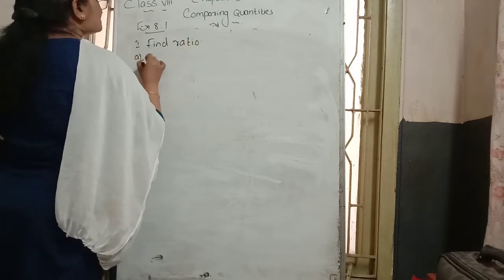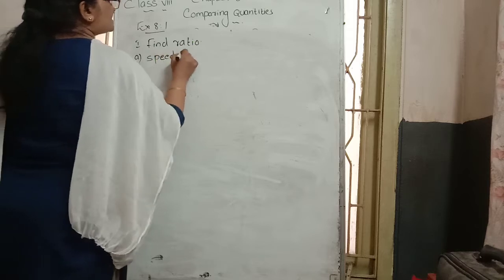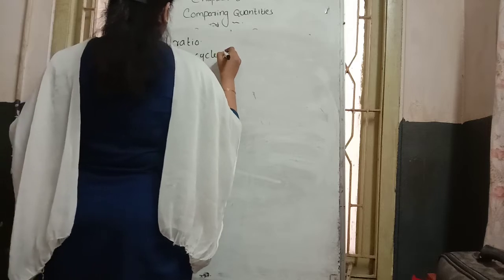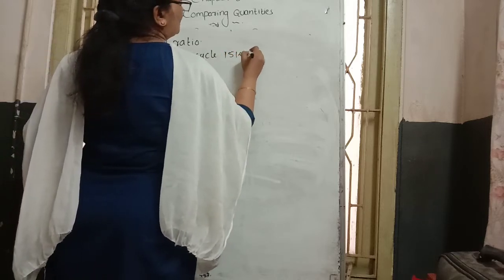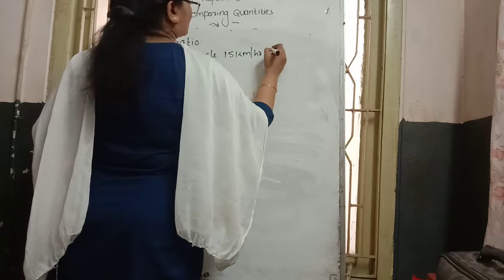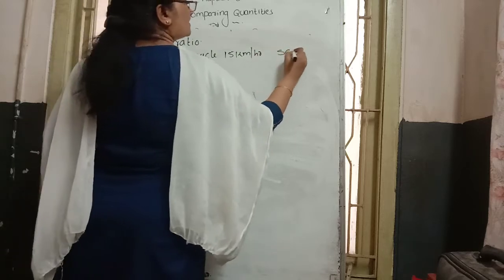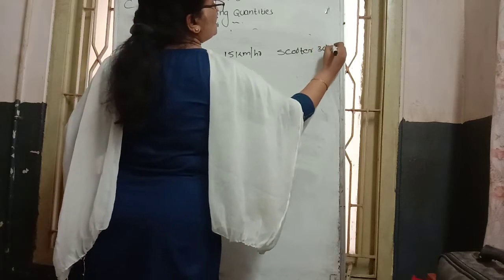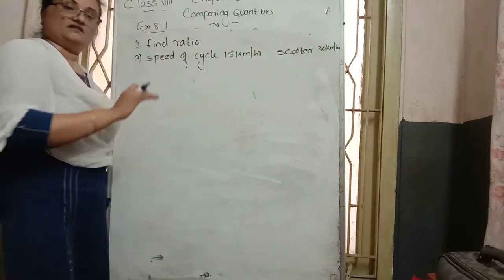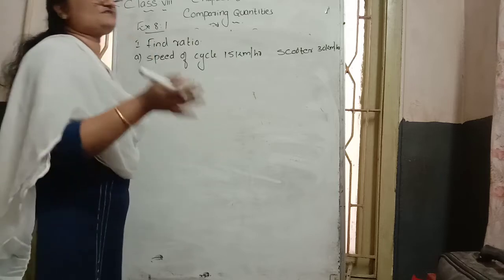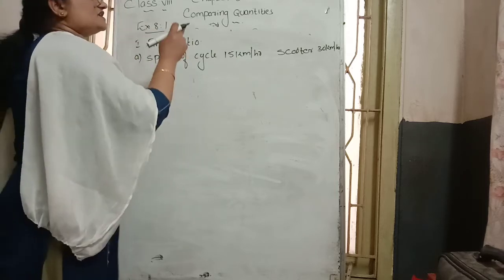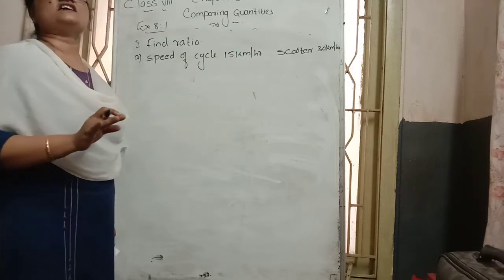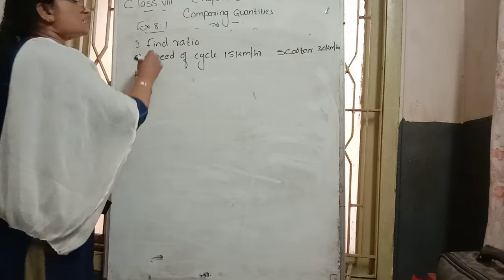In the first question, the speed of a cycle is given as 15 kilometer per hour. The scooter speed is also given, as 30 kilometer per hour. In this way the cycle speed and scooter speed are given. What do they ask you to find?